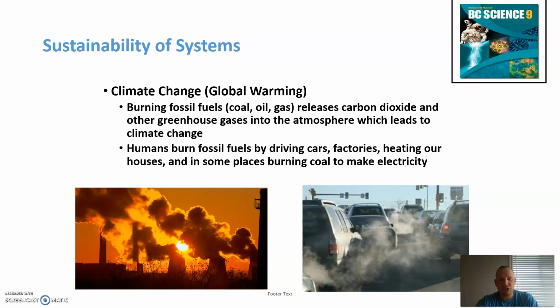Here in BC, we actually get our electricity through hydro dams. It's a much more environmentally friendly way. Still has negative impacts, but not relating to climate change.